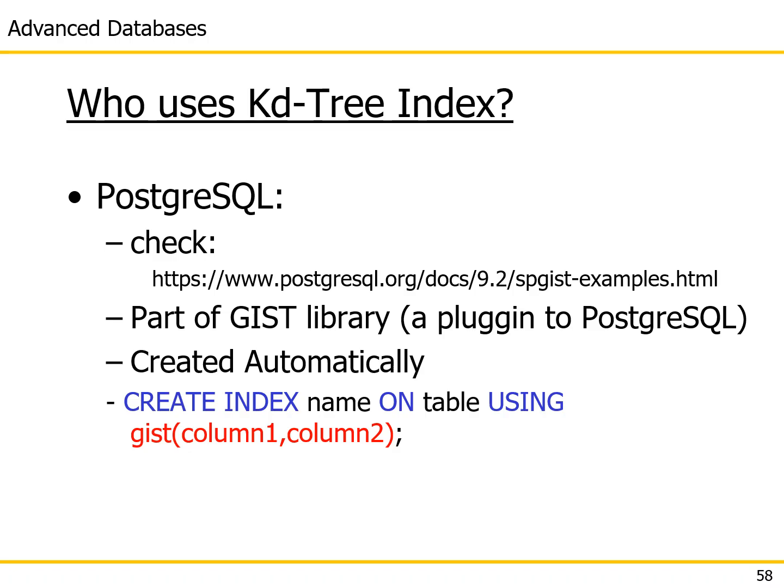So it is actually included as part of what's called the GiST library, which is a library within PostgreSQL. It's a plugin library that gets loaded into PostgreSQL when you download it. So it's really part of the database engine. And the KD tree is created automatically. You don't explicitly create it. All you do is you say create index on this table using, and you specify the columns that you're going to use to create the KD tree, and you just call the GiST function, which is highlighted in red here.